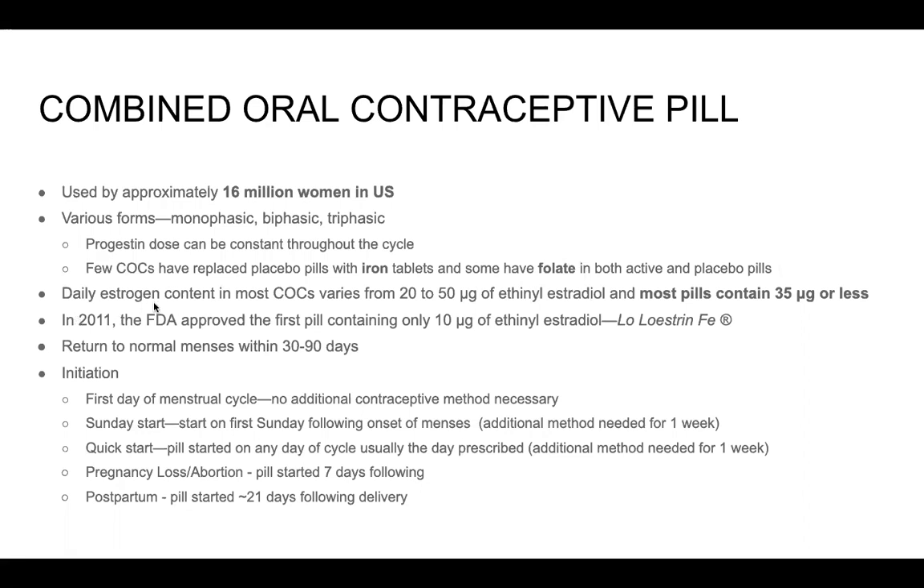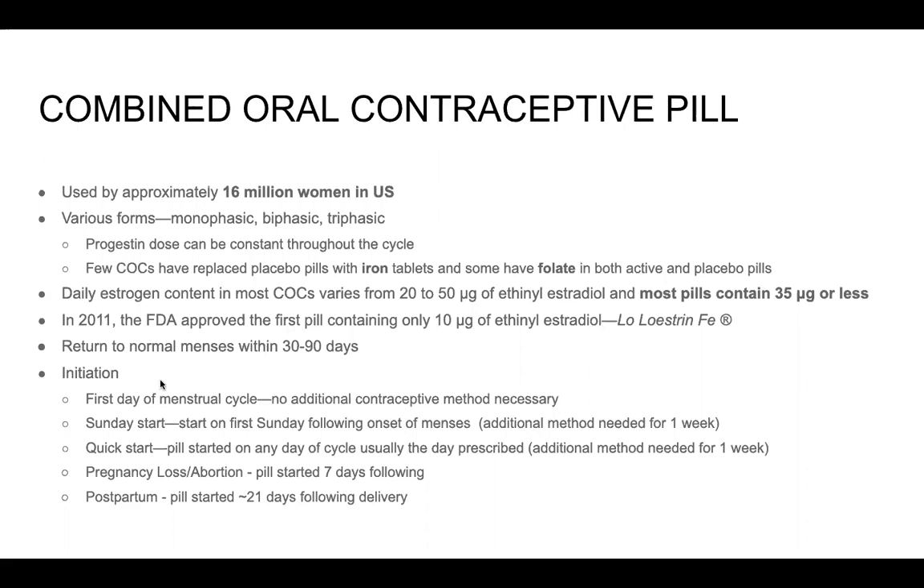So your daily estrogen content in most of your combined pills is going to vary between 20 and 50 micrograms here. And then most pills contain 35 or less. So for the most part, you're going to be shooting between 20 and 35 from the ones that I have seen personally. In 2011, FDA approved a first pill containing the lowest dose of estrogen possible at the time, which is 10 micrograms. And here's the trade name for that.